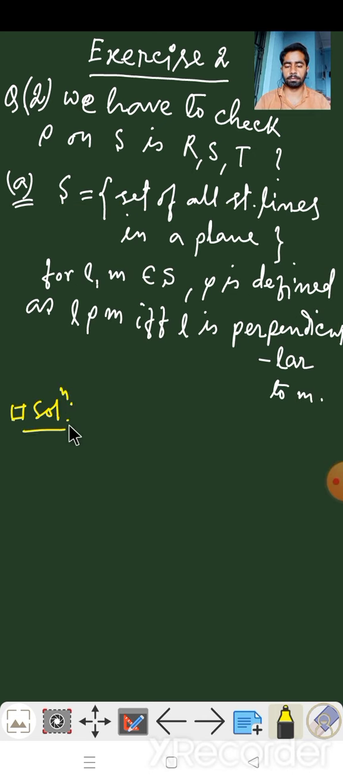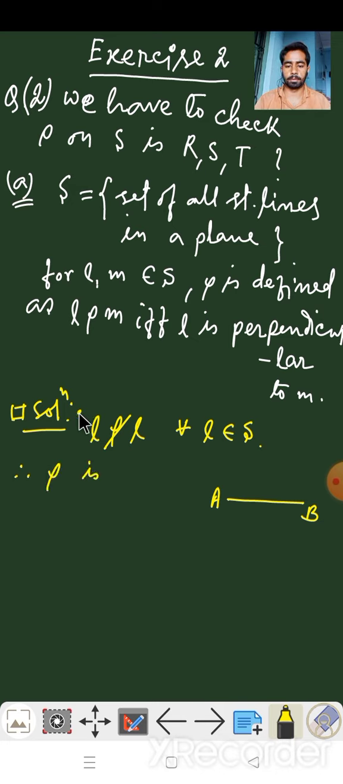Solution. We know that any line segment AB is not perpendicular to itself. This line AB can't be perpendicular to itself. Hence, l is not related to l for all l belongs to S. Therefore, rho is not reflexive.